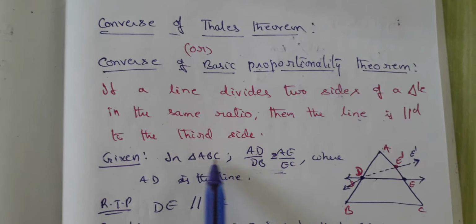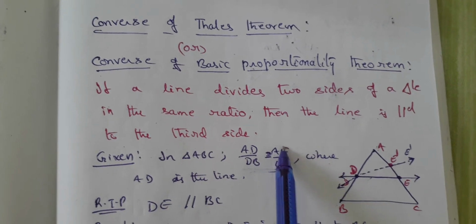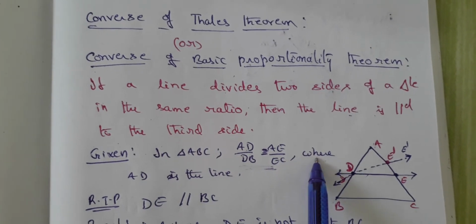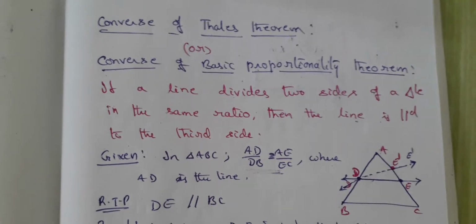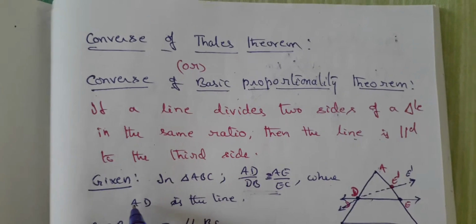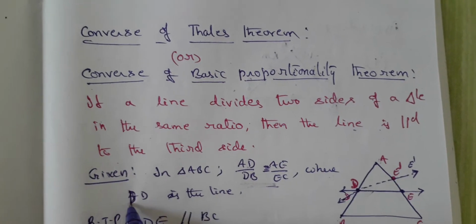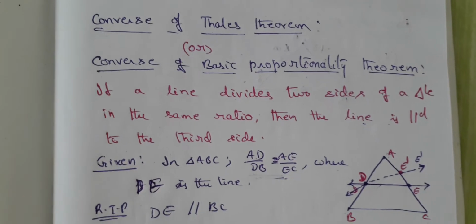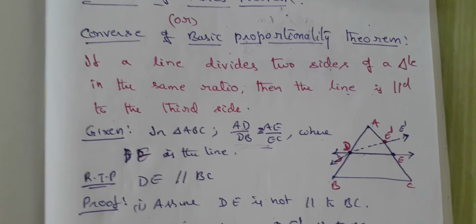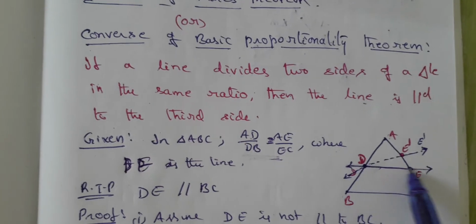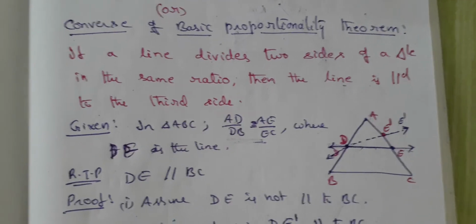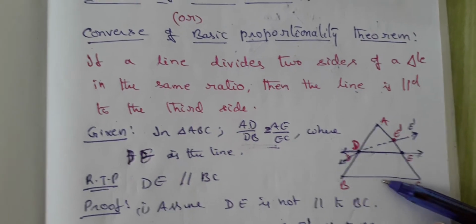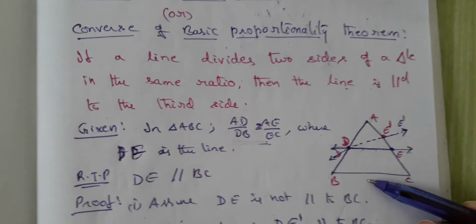So given in triangle ABC, AD by DB is equal to AE by EC, where DE is the line. Right? So this is what the given line is. So what we have to prove is that this is parallel to BC. This is parallel to BC.